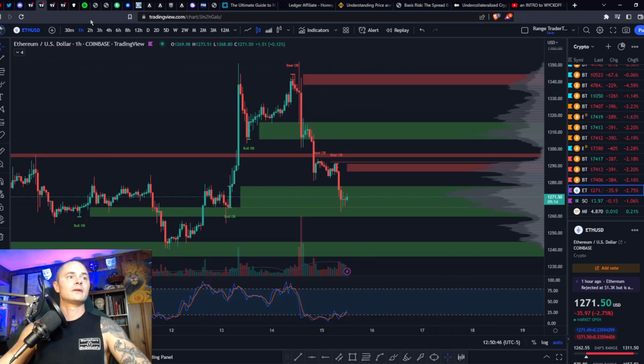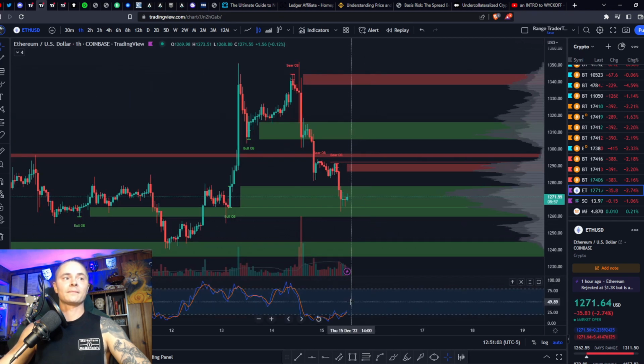Okay. Now, we did find support on this bullish order block. Like I said, we are at support right now. We got the POC, the 200, and this bullish order block right now. Your stochastic are pointing to the upside.